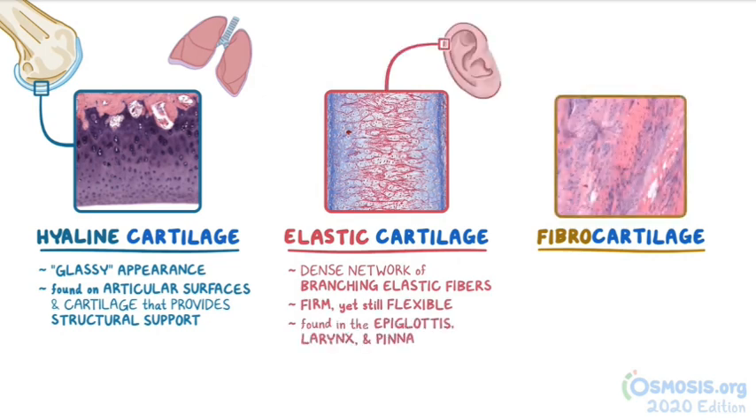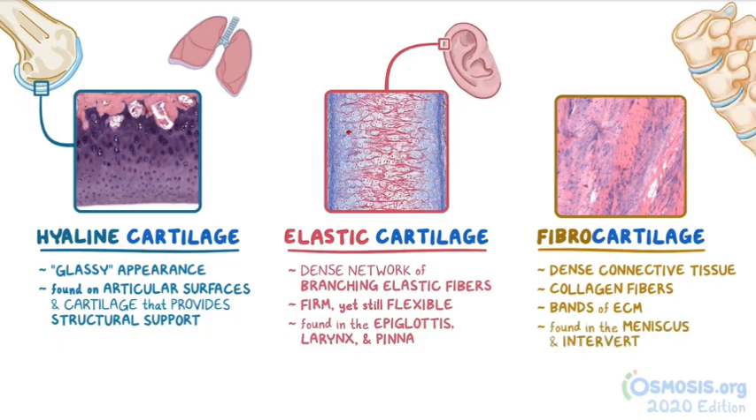And finally, fibrocartilage contains dense connective tissue with collagen fibers, as well as bands of extracellular matrix. This type of cartilage is found in structures such as the meniscus and intervertebral discs.